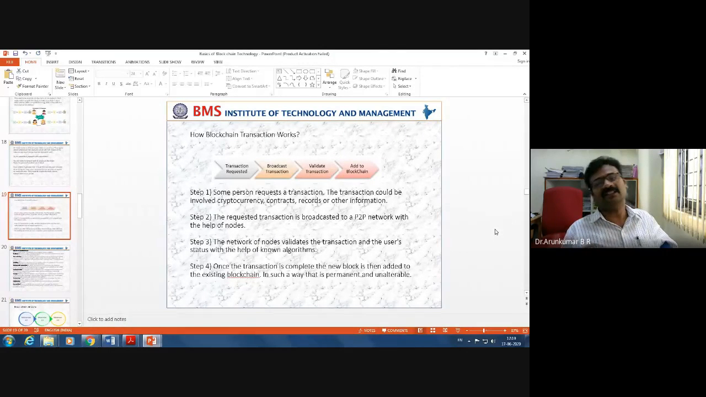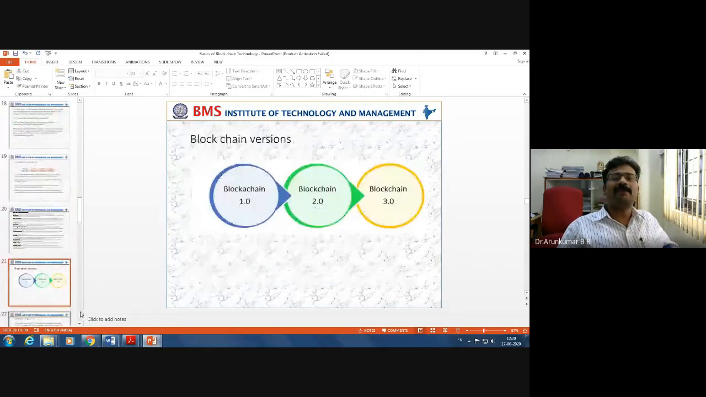It is added after the transaction is completed, because before the transaction is completed, you cannot add. Once you add, it becomes immutable. You cannot change any content of it. Therefore, once the transaction is completed, then it is added. So the blockchain transaction works in this sequence: request for transaction, broadcast the transaction, validate the transaction, then add to the blockchain. This is how it happens.